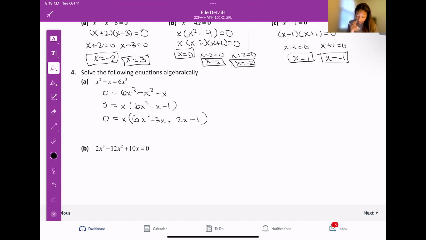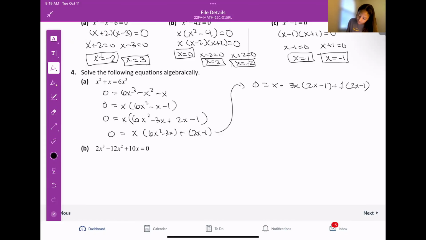And then if we factor this by grouping, we're going to need more space. This is x times 6x squared minus 3x plus 2x minus 1, which then factors to x times, we factor out a 3x times 2x minus 1 plus 1 times 2x minus 1, which factoring's almost over. We have x times 3x plus 1 times 2x minus 1. All right. Now we set all of these equal to 0.